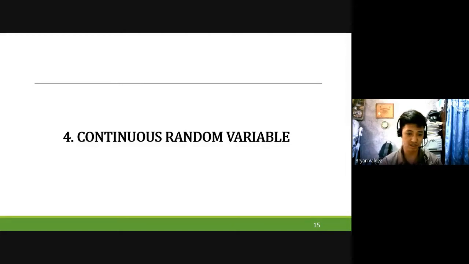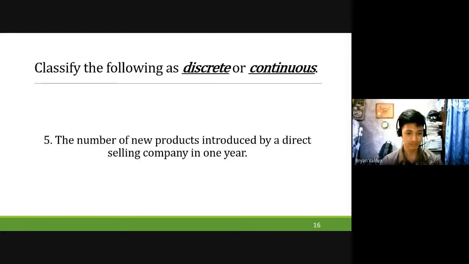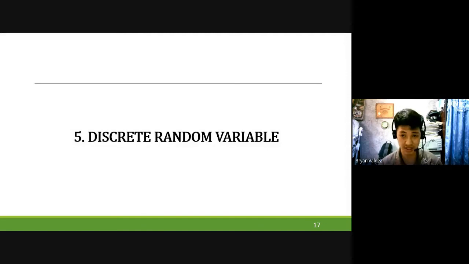So, let's proceed to the last number, number five. Ayan, the number of new products introduced by a direct selling company in 1 year. Okay, yeah. So most of you answered discrete. So let's reveal the answer for number five. So that is a discrete random variable.